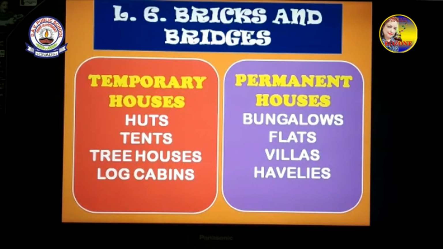Temporary houses are those houses which either we can shift them from one place to another, or if they break down or something, we can make them again soon. Followed? So it won't take a time to build it or rebuild it. Understood? And permanent houses, you cannot shift them from one place to another. They are pakka houses and they stay in that place only wherever they are built. And these are bungalows, flats, villas, havelis.